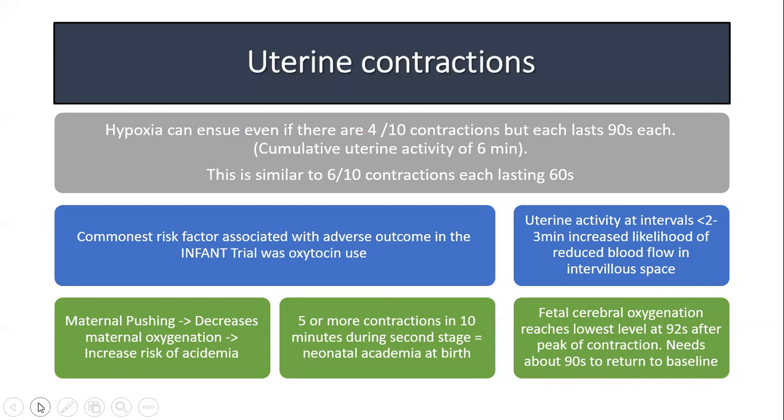So you realize that it's not just the number of contractions, it's how long the contractions are lasting. Therefore, you could say you have just 4 in 10 contractions, but essentially they are lasting too long and you need to tone down those contractions.